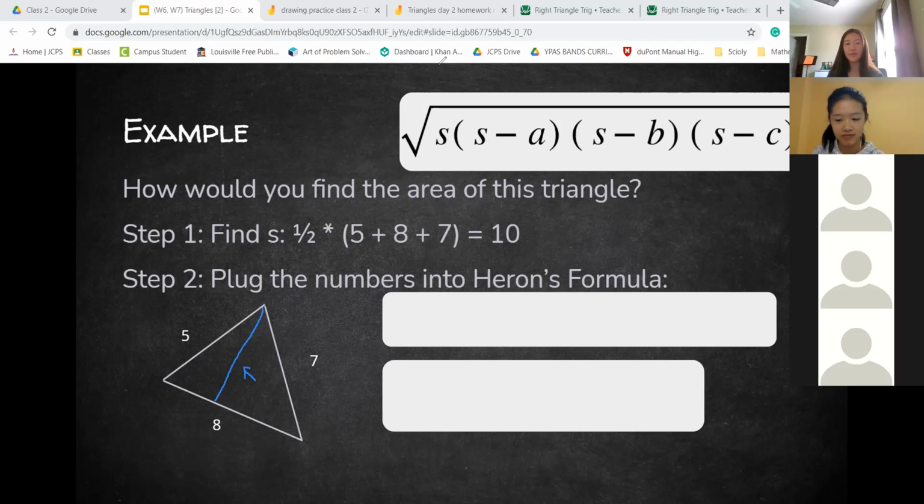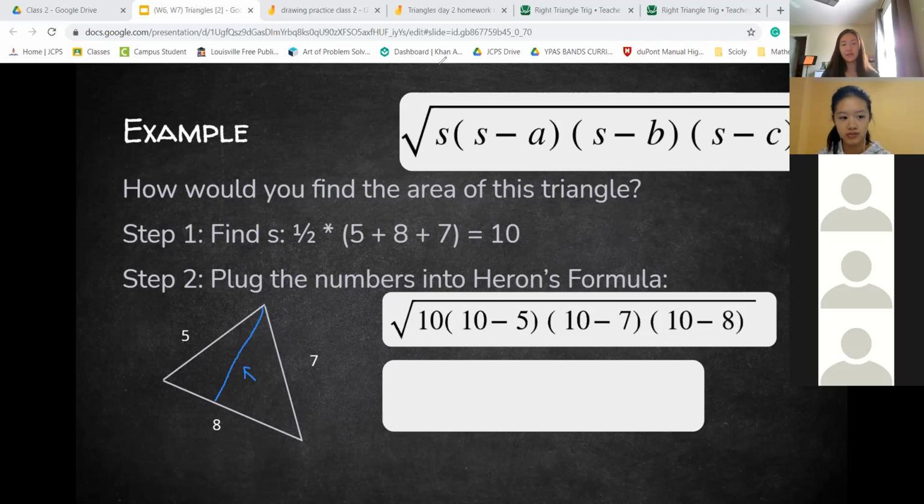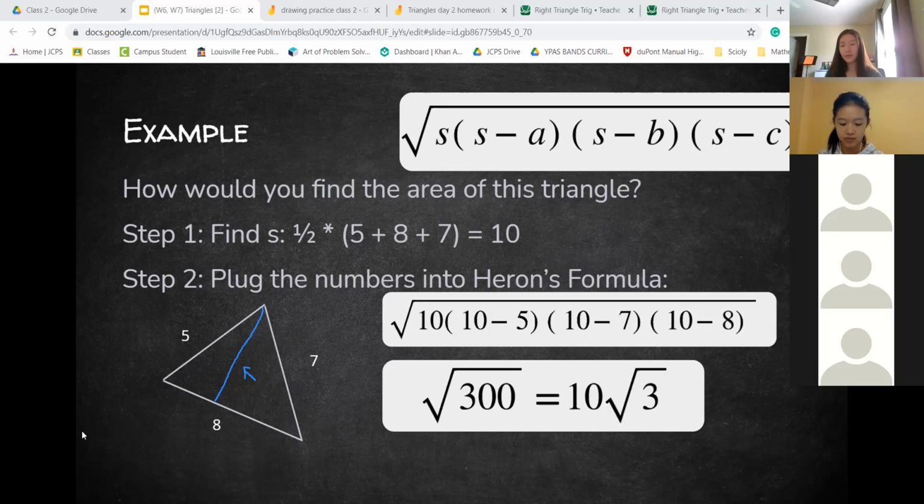So first I'm going to find S, the semi-perimeter, and I'll just add all the sides and then divide that by 2, which gives me 10. Now, using the different side lengths, I'm just going to put them into A, B, and C. The order doesn't really matter, but right now I put A as 5, B as 7, and then C as 8. And then for all the S's, you substitute 10. Then you just simplify. So this becomes the square root of 300 or 10 radical 3 when you simplify. So that is the area of this triangle.